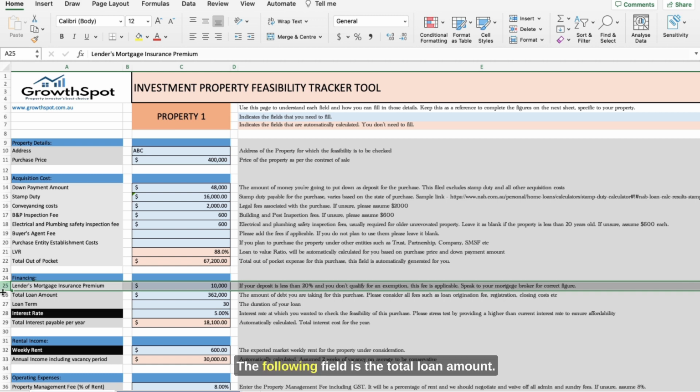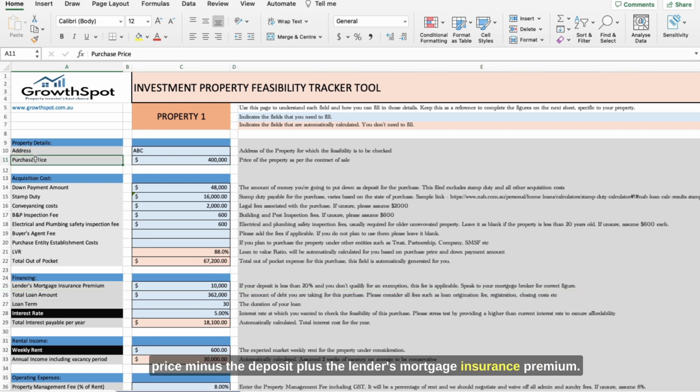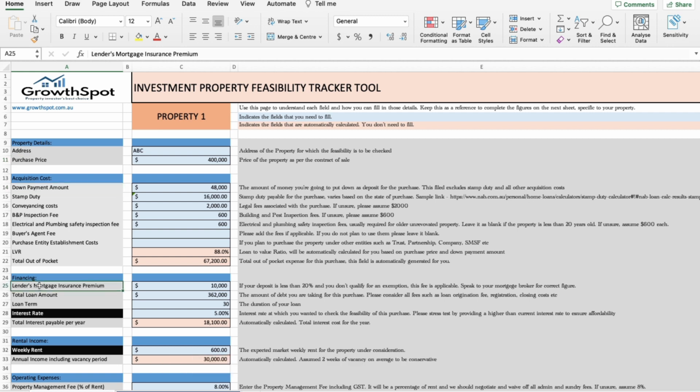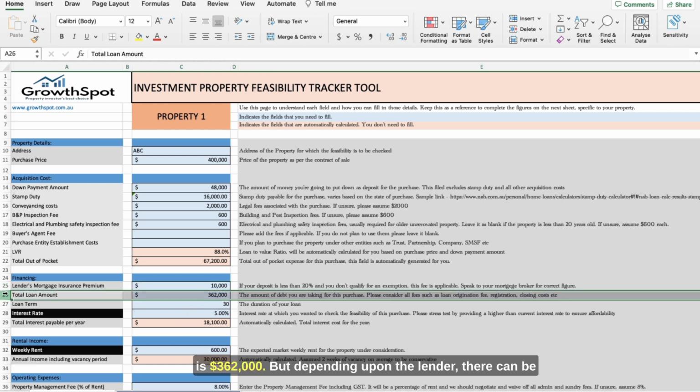The following field is the total loan amount. The minimum amount to fill in here is the purchase price minus the deposit plus the lender's mortgage insurance premium. In this example, it becomes 400 minus 48 plus 10, which is $362,000. But depending upon the lender, there can be other closing costs for the loan. If applicable, you should include them as well.